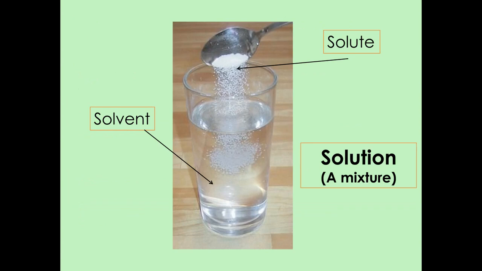So here's a slide showing you an example. So here we have sugar being added to water. So the sugar is a solute, that's a solid that's being added. The solvent is the water, and if you stir that, you would then form a solution, which is your mixture of your sugar and water.